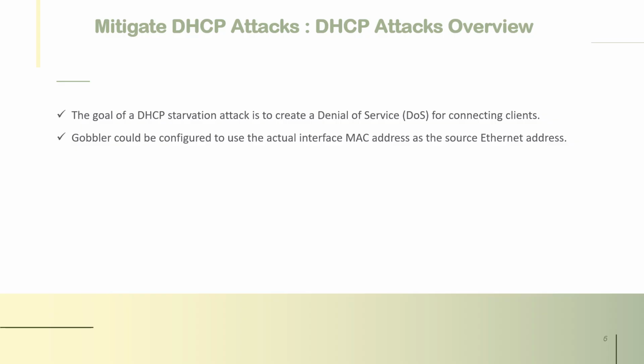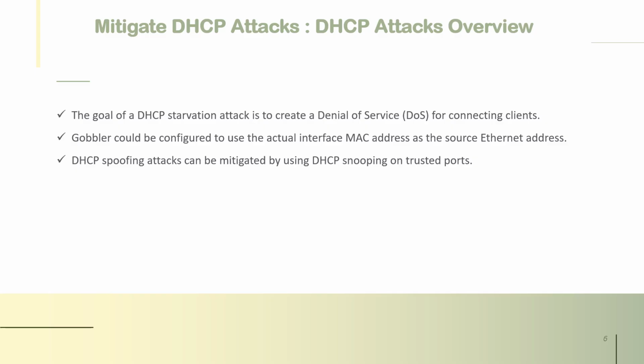Gobbler could be configured to use the actual interface MAC address as the source Ethernet address by specifying a different Ethernet address in the DHCP payload. And this would render port security ineffective because the source MAC address would be legitimate. DHCP spoofing attacks can be mitigated by using DHCP snooping on the trusted ports.